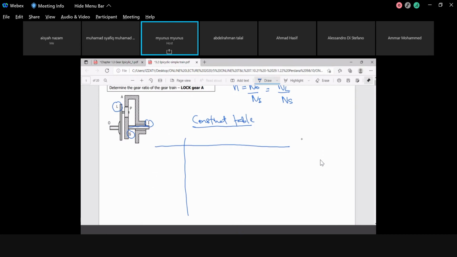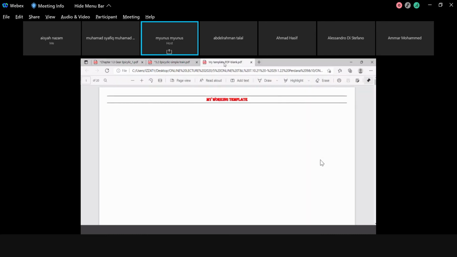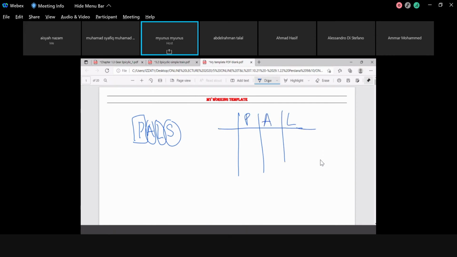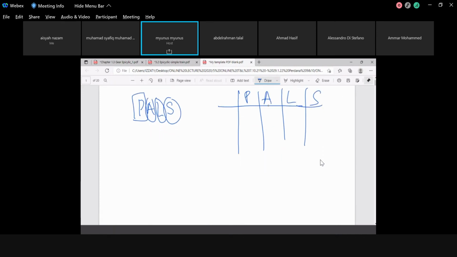Select all gears, then connect them to each other. Let me explain a bit, because when you read books, you find that there are so many methods. For example, if you read a book typically by a European scholar, they use PALS, meaning planet, annulus, arm, and sun. They start with one column, this one is P, then A, then L, then S. Some start with LAPS: L, A, P, S.